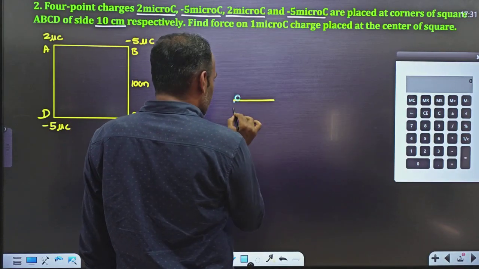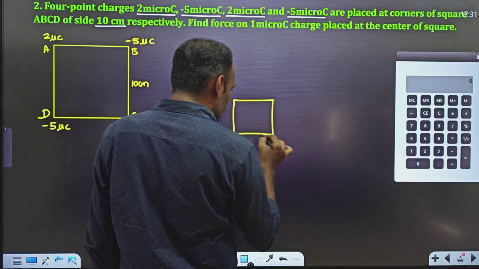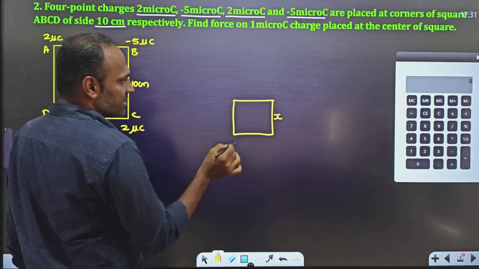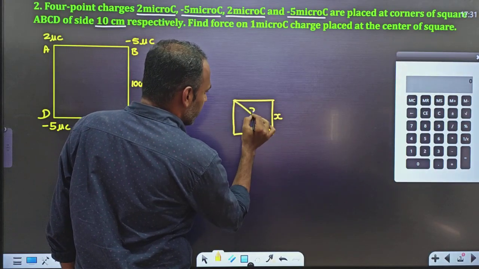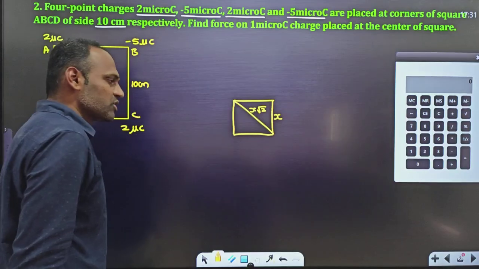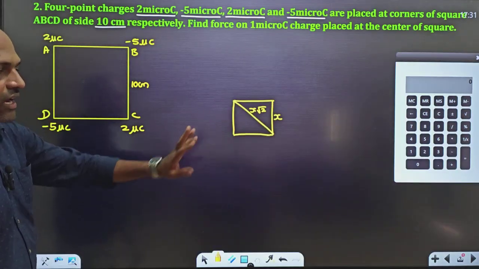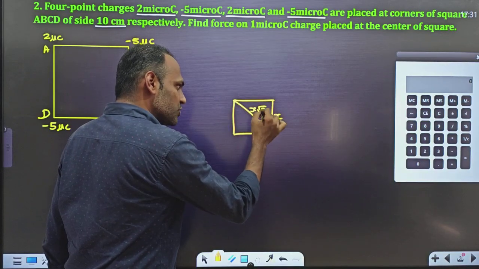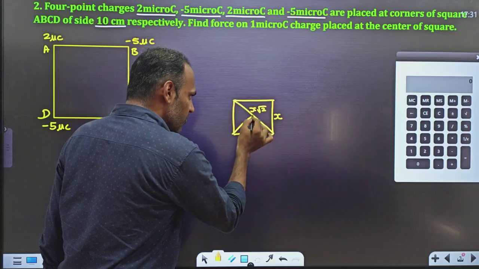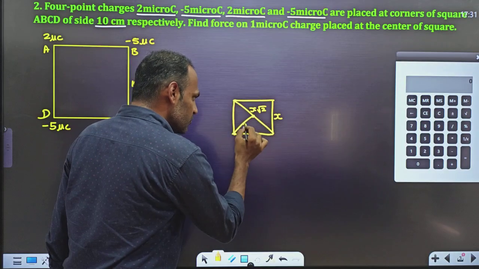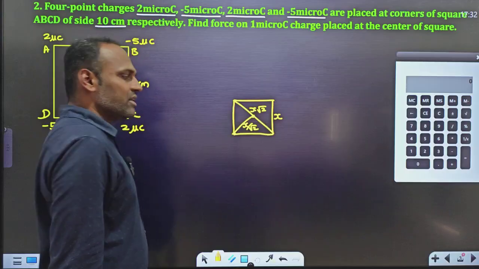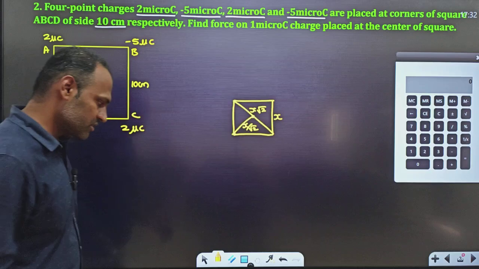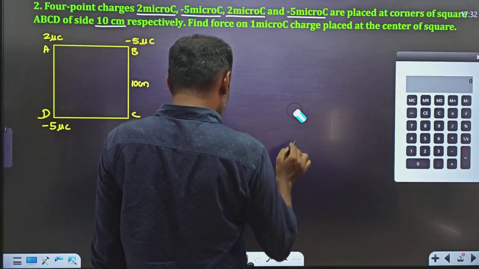One more thing I have to tell you. Whenever the question is on a square, you remember this. If the side of the square is x, the length of the diagonal will be x root 2. You don't need to apply the Pythagoras theorem every time. The full diagonal is x root 2, and the half diagonal, from the center of the square to a corner, will be x divided by root 2. You remember this; no need to calculate it every time.